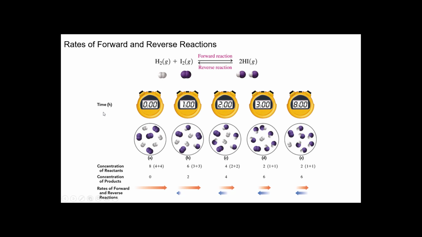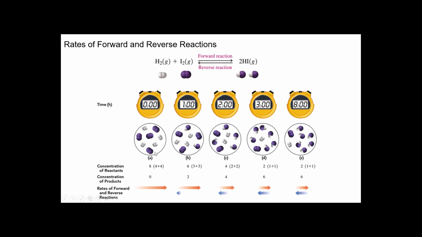So H for chemistry is H. It's not HR, it is H. So this is 0 time, 1 hour, 2 hour, 3 hour, and 8 hour. Concentration of reactants, concentration of products, rates of forward and reverse reactions. So you can see how big the arrows get to tell you what is happening.